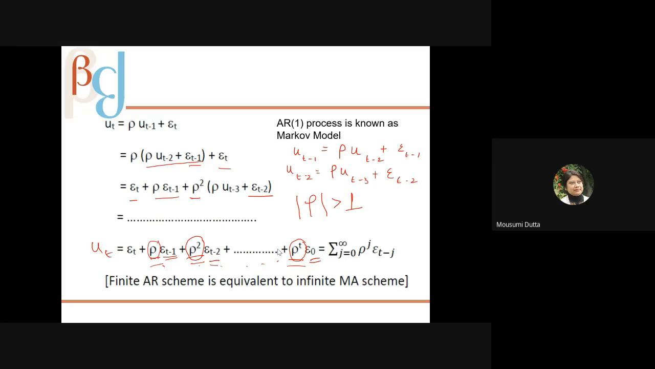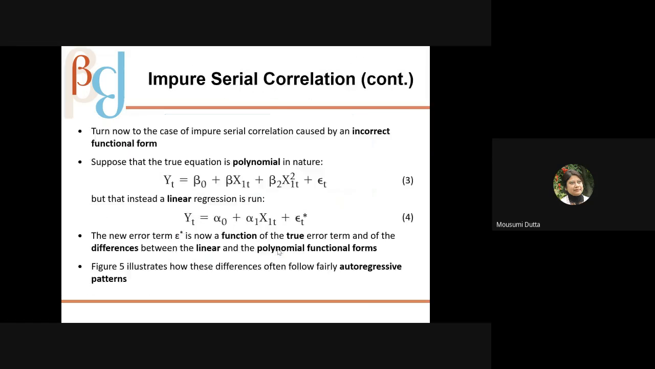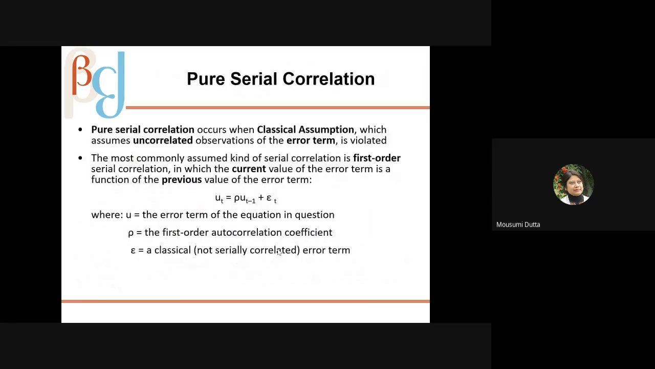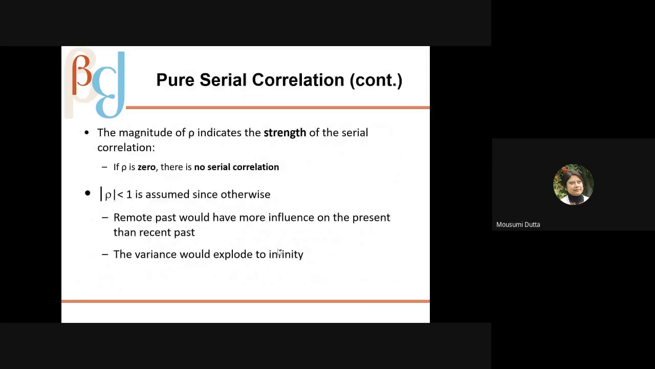Stringent criterion will be that one: if we consider the remote past, it has very, very much importance in determining what will happen in the present period. Okay. So, as I started to tell you, the mod rho value should be less than 1. Otherwise, the remote past will have more influence compared to the recent past.